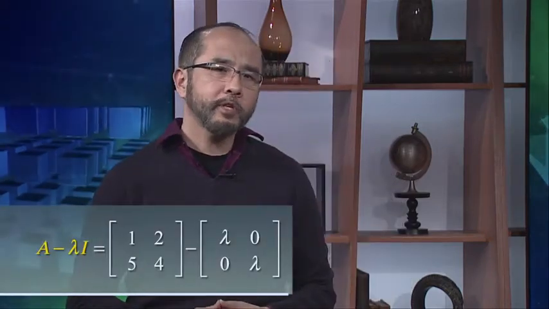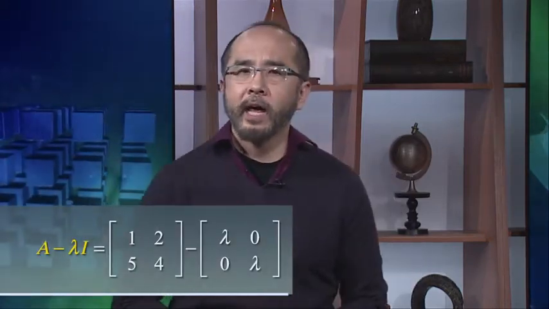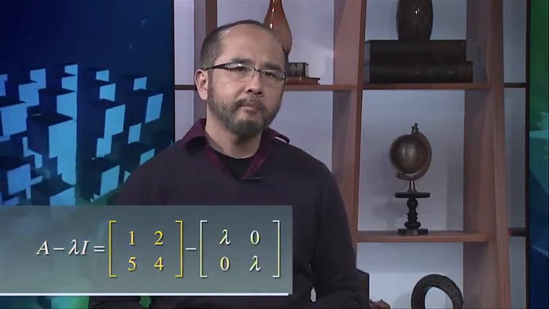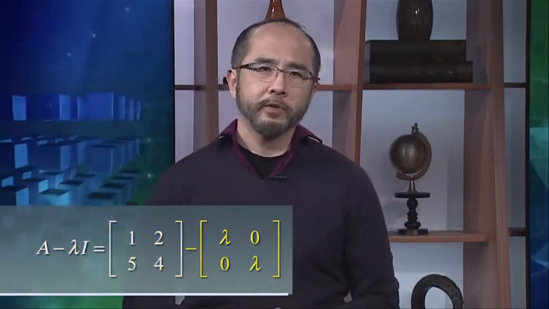Let's do an example. Suppose we want to find the eigenvectors and eigenvalues of the matrix A with entries 1, 2, 5, and 4. The first thing we do is subtract lambda I from A. In this case, that's the matrix A minus the matrix with entries lambda, 0, 0, and lambda.